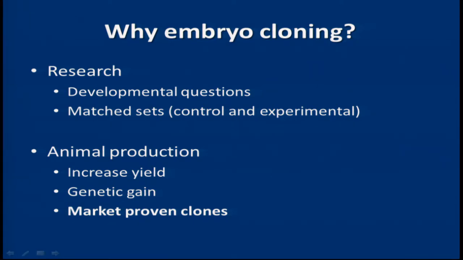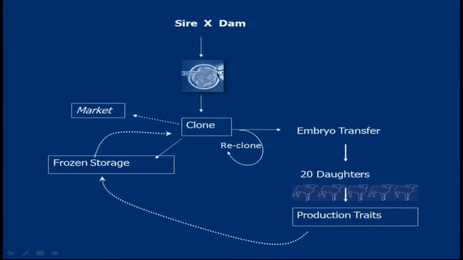Same reasons as before for embryo splitting: developmental questions, matched sets, increased yield, genetic gain, but also market-proven clones. So what are market-proven clones? In this case, we would take an embryo that was obtained from a high-value sire and dam. We would use the blastomeres to clone and make more clones. We would take those clones, reclone them, so we had sufficient number that we could put some back in frozen storage, and we could transfer enough to get 20 daughters. And then these daughters would be tested for their production traits.